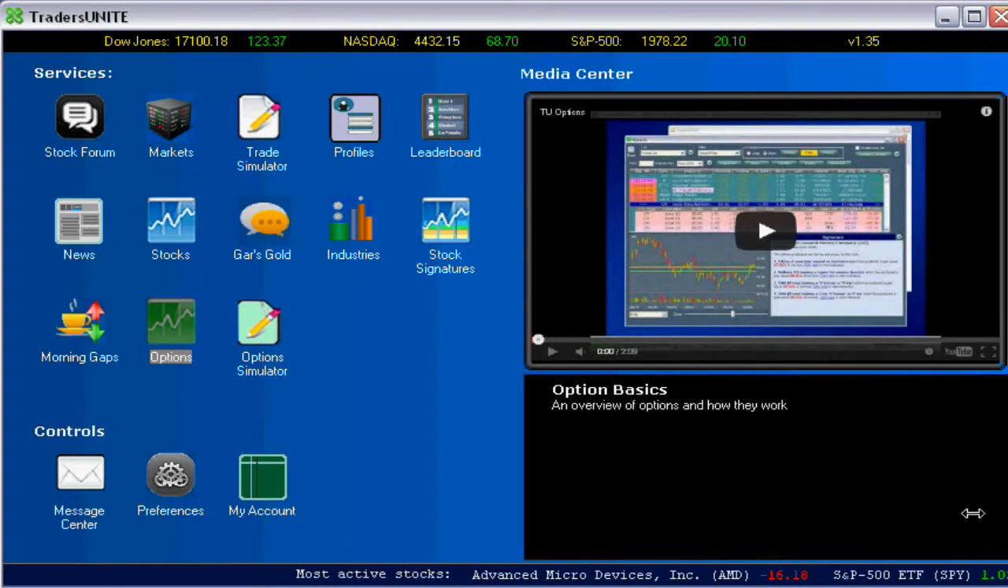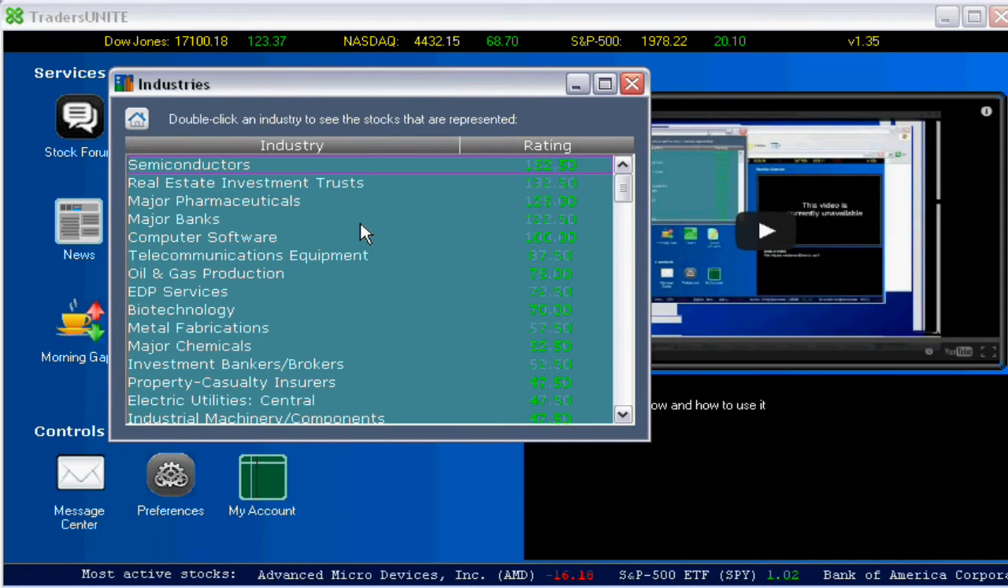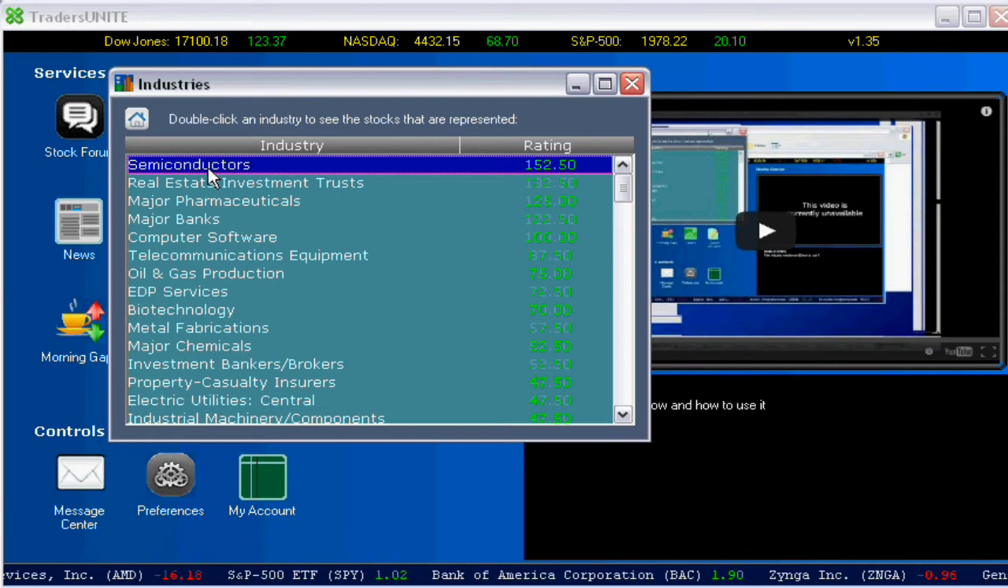Okay, industries. Industries is right here. Double click that and you get a list of the hot and cold sectors in the current market. Right now the market's closed, but this reflects the hot and cold sectors since the last session. It's telling us that the top sector was semiconductors, and it has a rating. This rating is based on some algorithm which is very accurate.